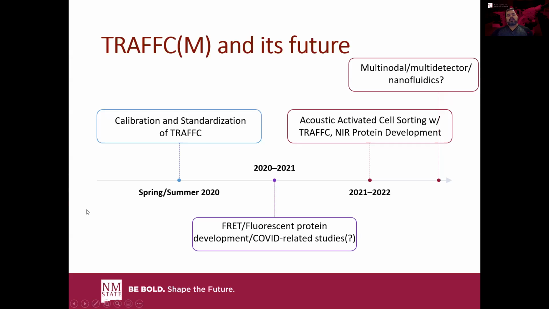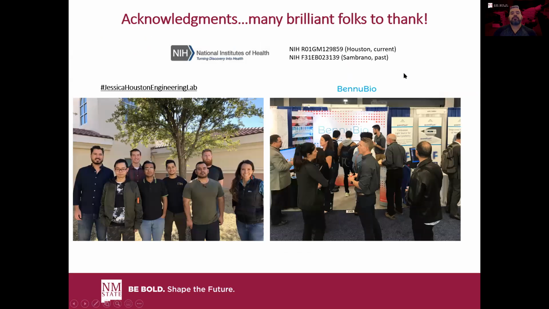Now, we want to finish calibrating and standardizing the system this summer and move on to the FRET and fluorescent protein development studies, even some COVID-related studies as well. Next year, our hope is to get acoustic cell sorting going so we can better facilitate our near-infrared protein development, and maybe evolve the system into something more comprehensive later on down the line.